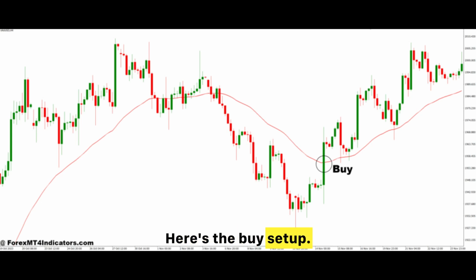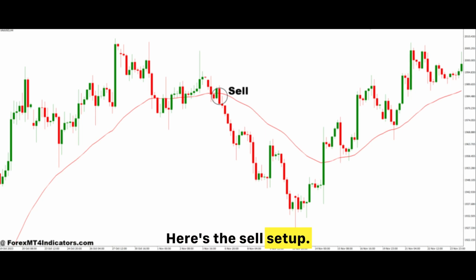Here's the buy setup. Wait for price to touch or get near the lower band, while the overall trend stays above the middle line. Then look for a bullish candle to close right after that touch. That candle confirms your buy entry. Stop loss goes just below the recent swing low, and you target the upper band for profit.